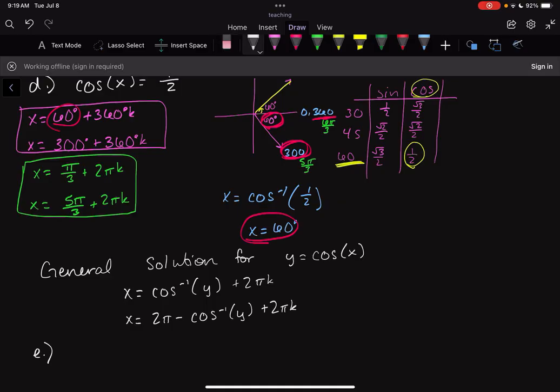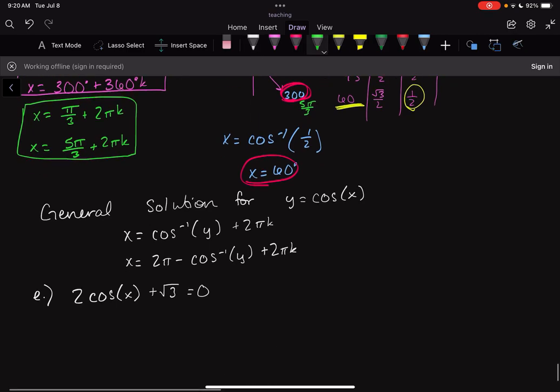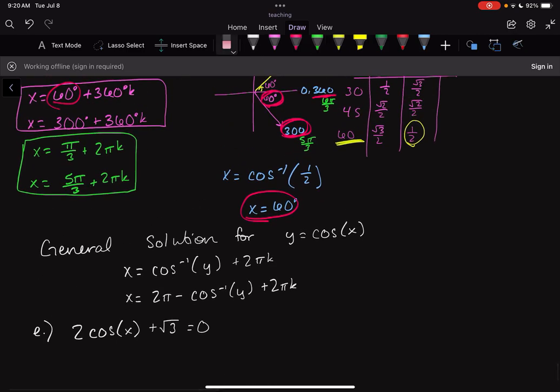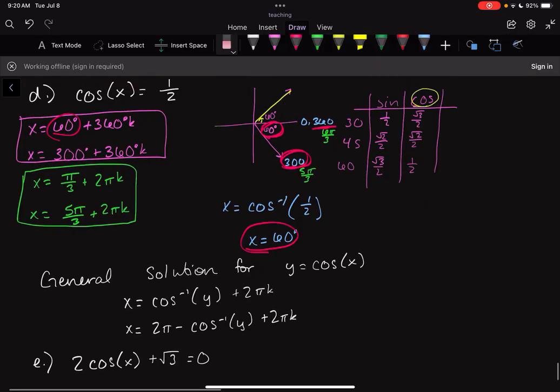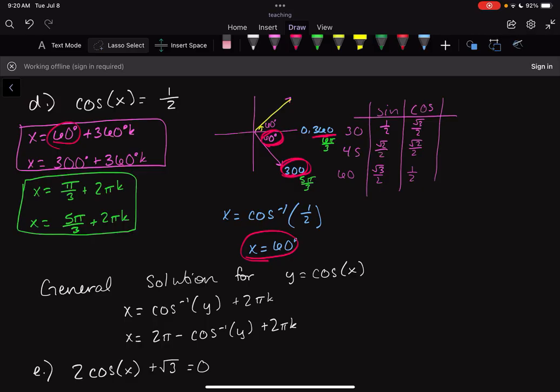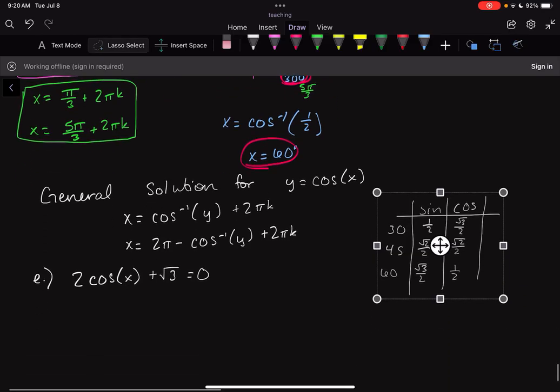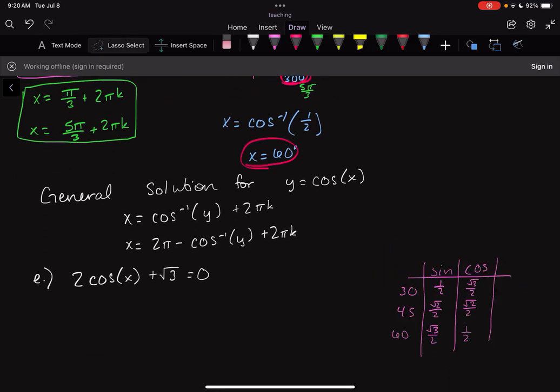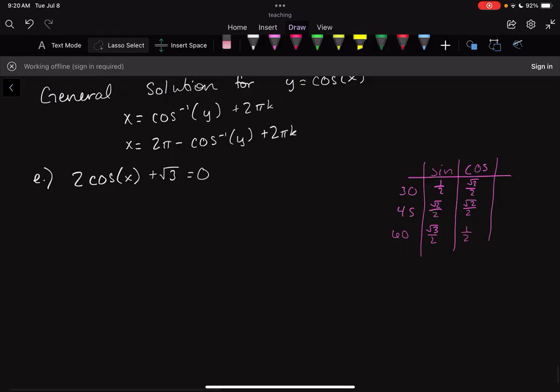Let's do 2 cosine x plus square root of 3 equals 0. So sometimes you may have to manipulate the equation a little bit. I do want to bring down my little table, that way I can keep it with us as we're doing these problems, so I can refer back to it. So for this one, first I need to get cosine x alone.